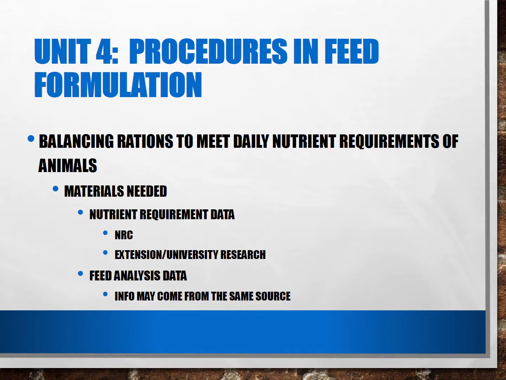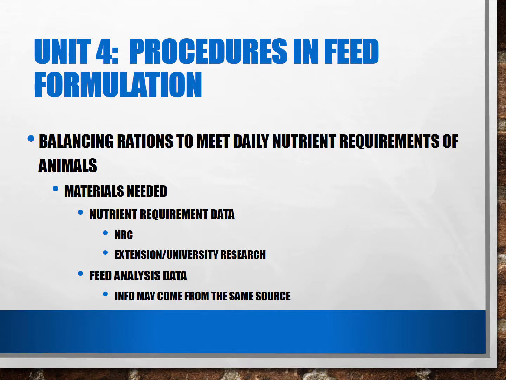So that's the first component that you need: you need to understand what the nutrient needs are that you are balancing for. Secondly is some feed analysis data. Some of that may come from the same source. We talked about doing feed analysis in the last section in Unit 3, and why it's so important to get proper lab data on your forages and so forth, and this is where we begin to apply that information.